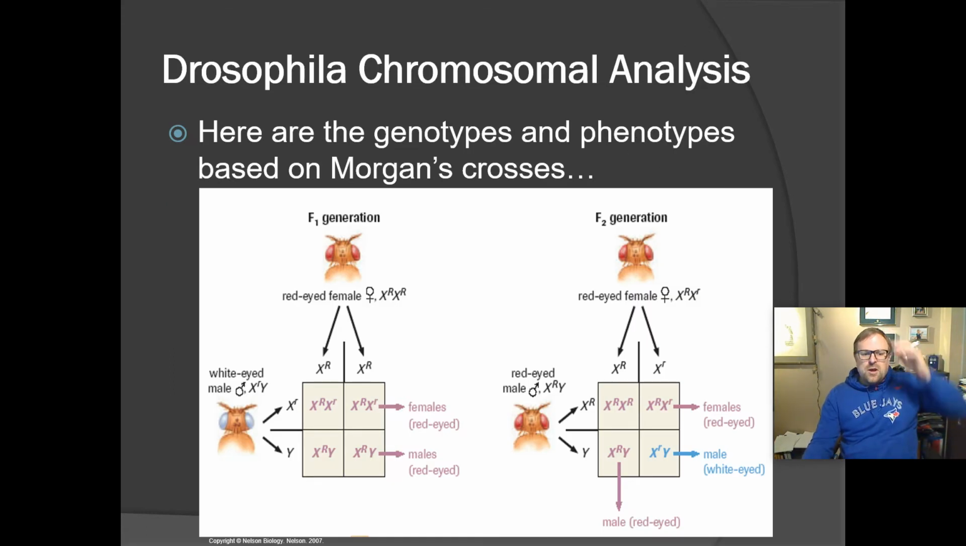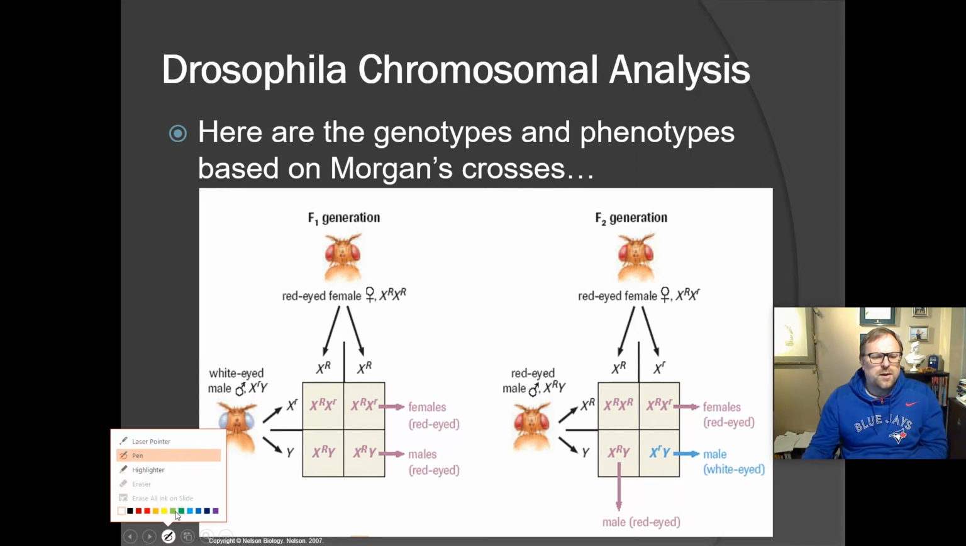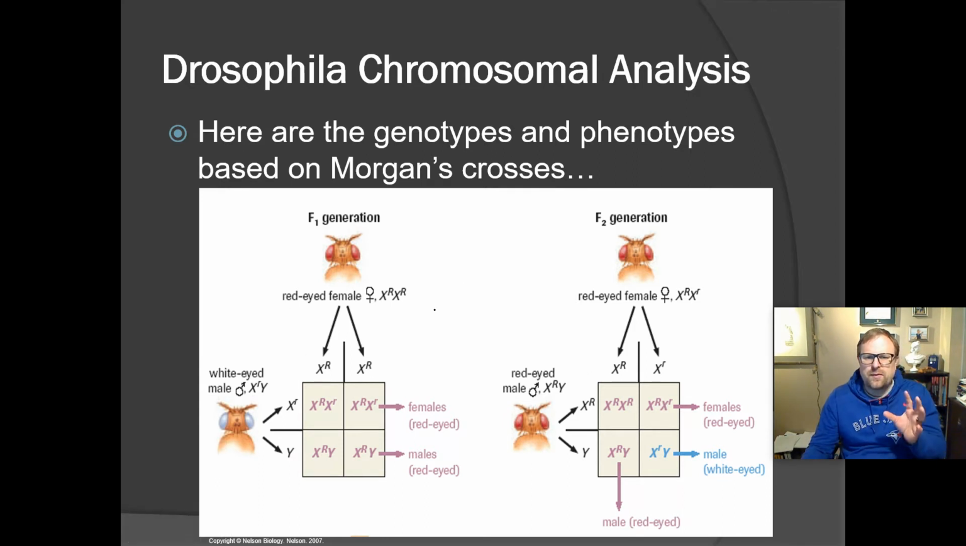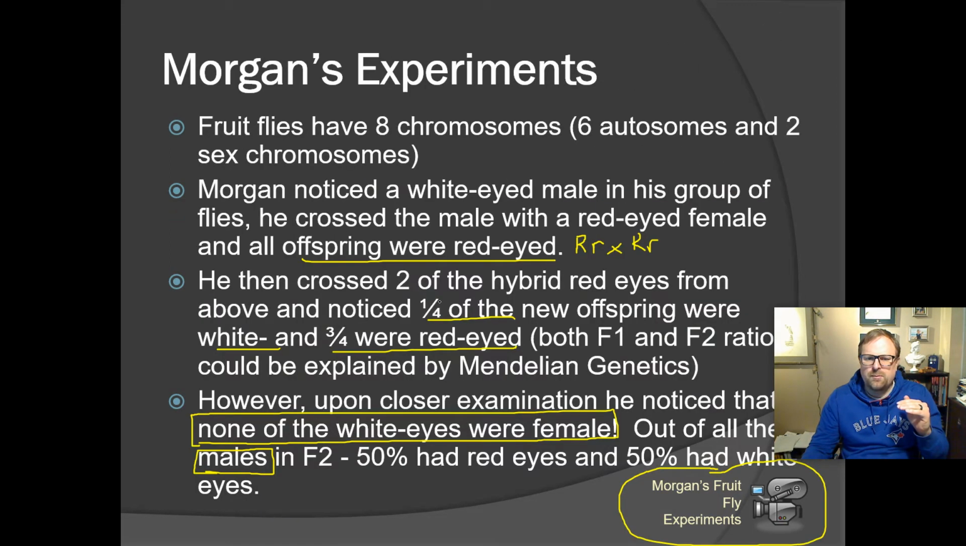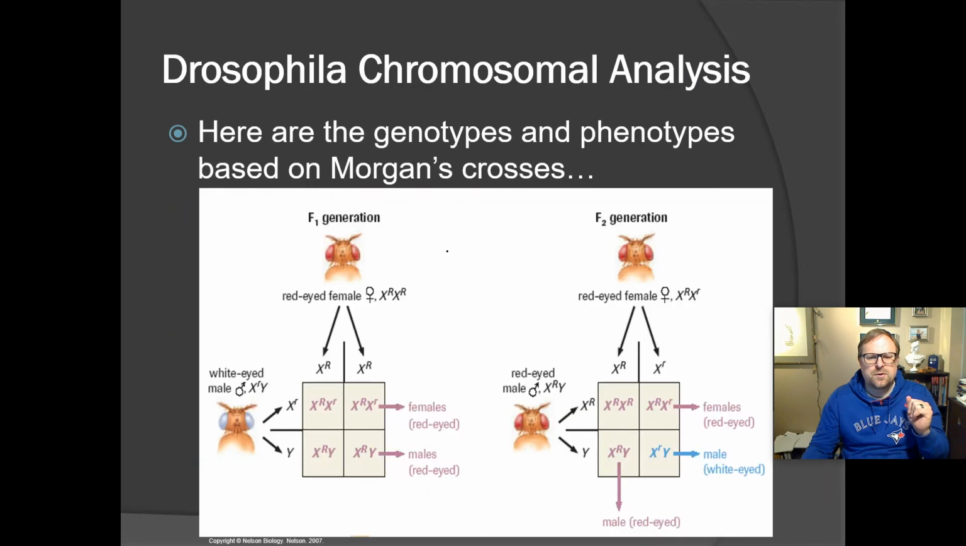So in the video, what ended up being covered was this sort of cross. This is looking at the generations and what ended up happening. I'm just going to scroll back up and remind you what went on up here. Morgan noticed after he did a cross that he had a white-eyed male in his group of flies, and he crossed that male with a red-eyed female. So I'm going to jump ahead. Here's your red-eyed female. Here's your white-eyed male.